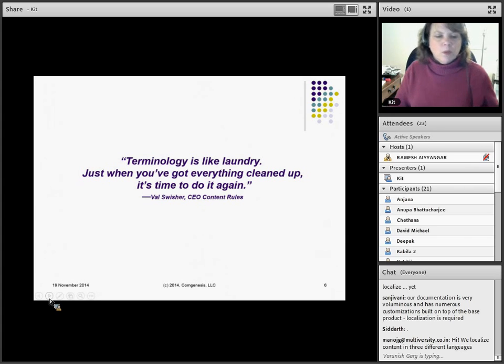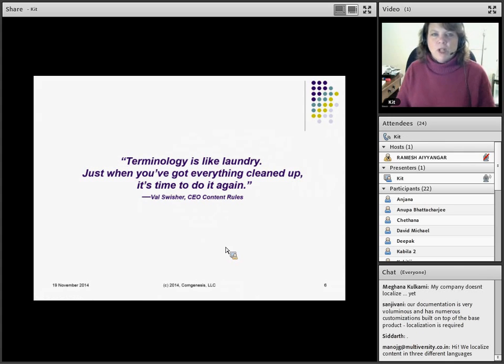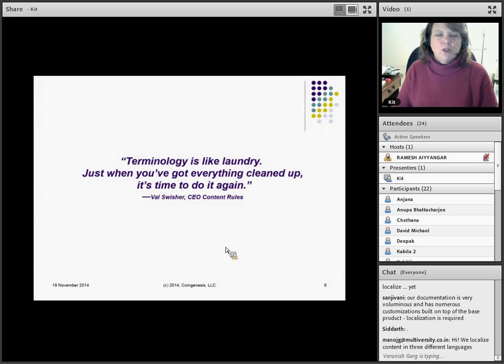This is one of my favorite quotes. I thought this was a very funny quote because of terminology. Val Swisher is pretty famous in the TechCom world, global content strategy world, and she wrote a blog post not too long ago where she said terminology is like laundry. Just when you think you've got it all cleaned up, it's time to do it again, and that is so true. Implementing controlled language should be part of that overall content terminology management and content strategy, and it's important to recognize it's an ongoing effort and not a one-off project.